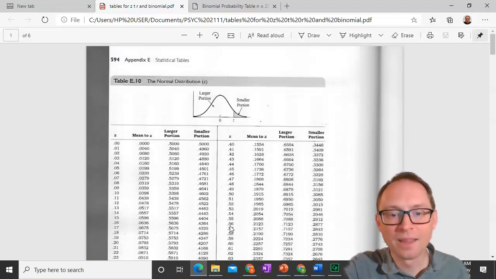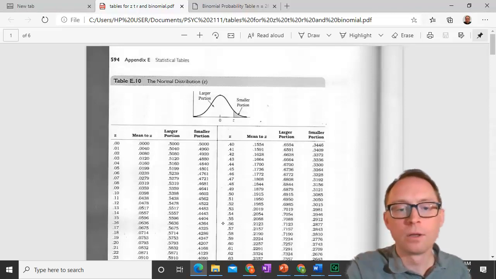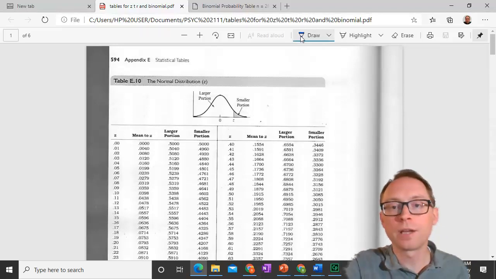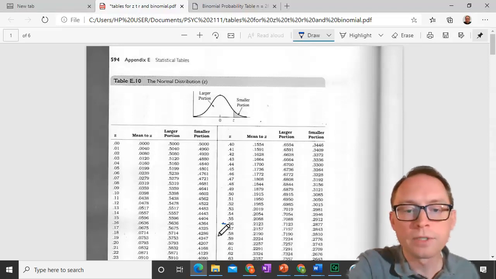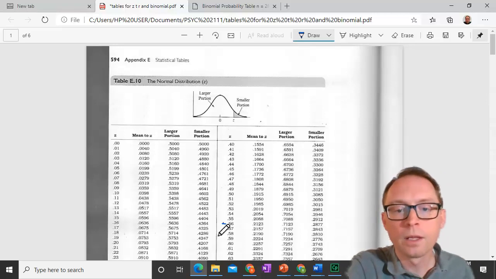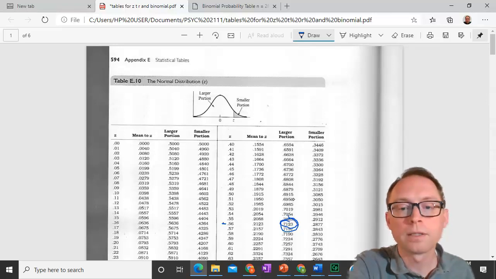So we're looking at negative 0.56. Now, we don't see negative 0.56 here, right? We can't see negative 0.56 because there are no negatives on this table. So instead, we use 0.56 and we think about it the opposite way. In this case, the larger portion on the negative 0.56 is what we want, things greater than -0.56. That's this one right here, 71.23.